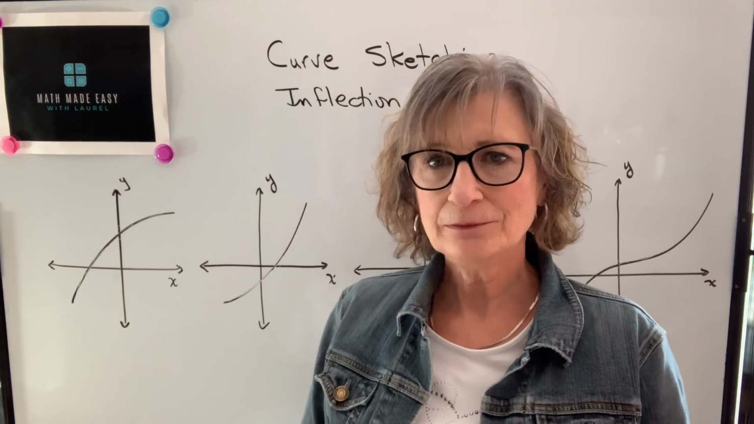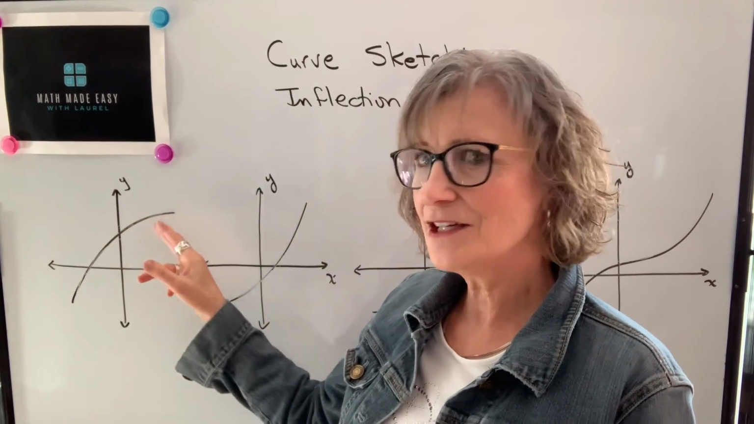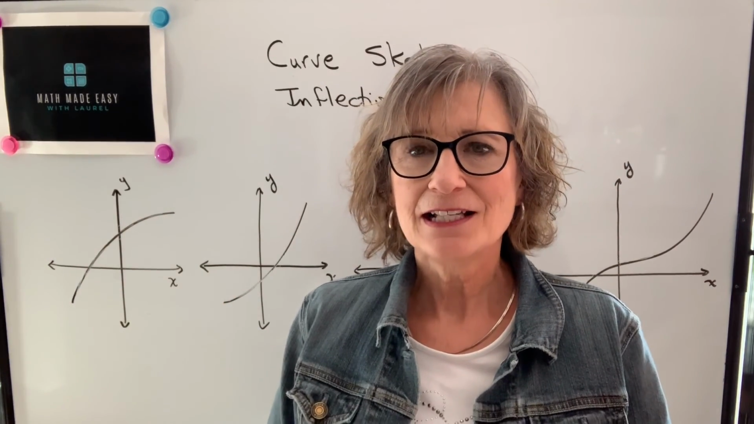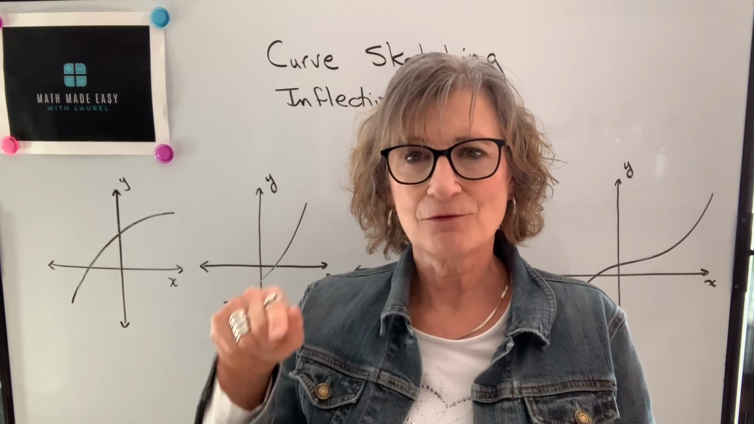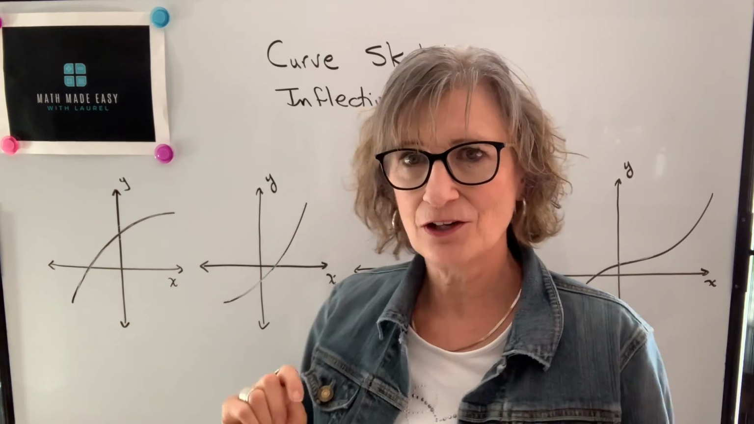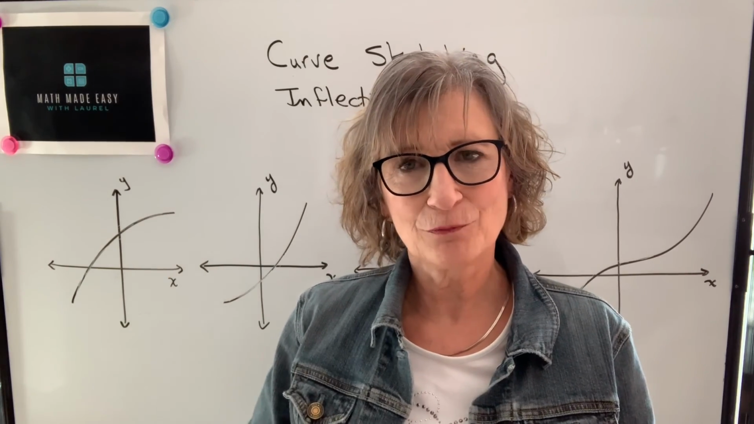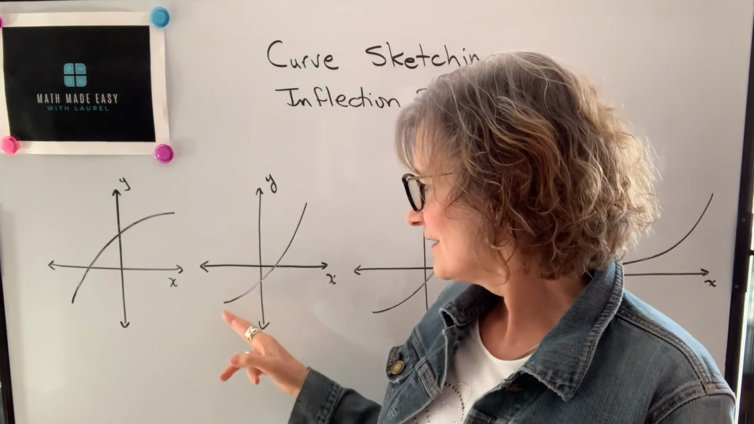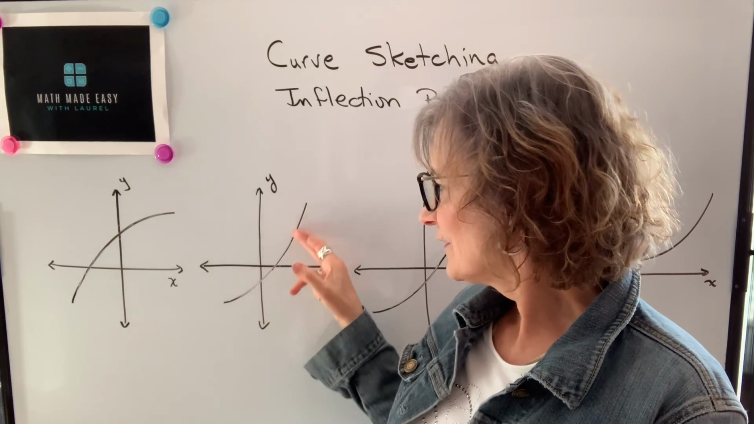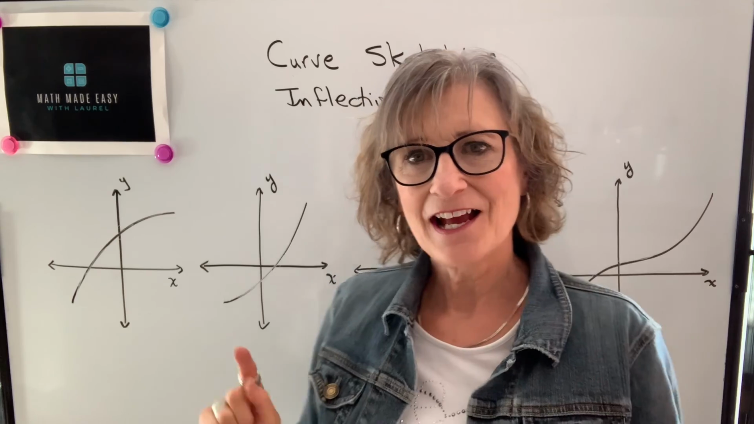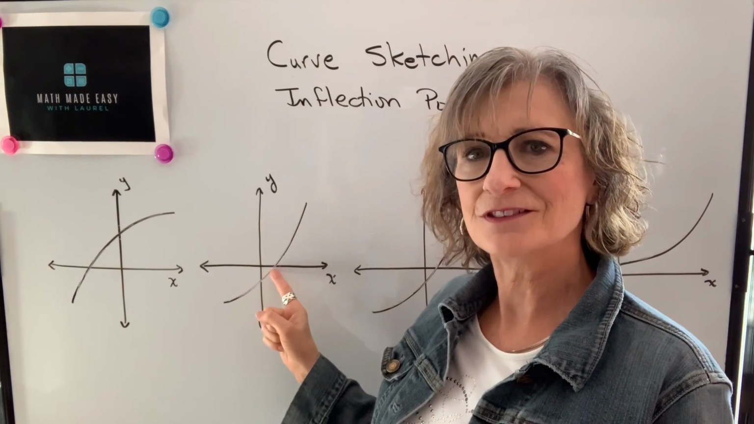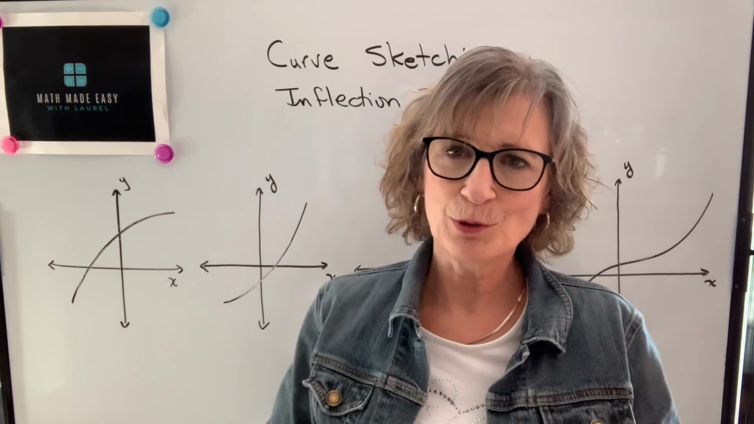One way to remember it: if it's concave down, the second derivative is negative. And I just think of that as a frown. Concave down is a frown, and we can think of that as a negative person. On the other hand, concave up is like a smiley face, and that means the second derivative is positive. So smiley face, positive person.